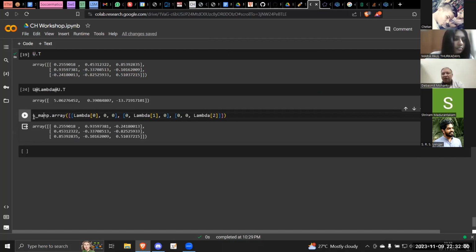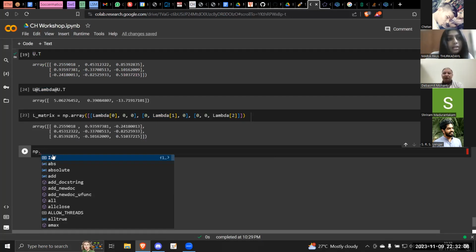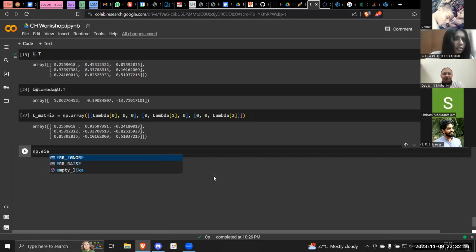So there is a trick. If you do np.eye(3), you'll get an identity matrix with all the diagonal ones. That's a quick way to do it. But how do we multiply that with lambda is the question. Lambda into np.eye(3). That gives you different diagonal values, right?